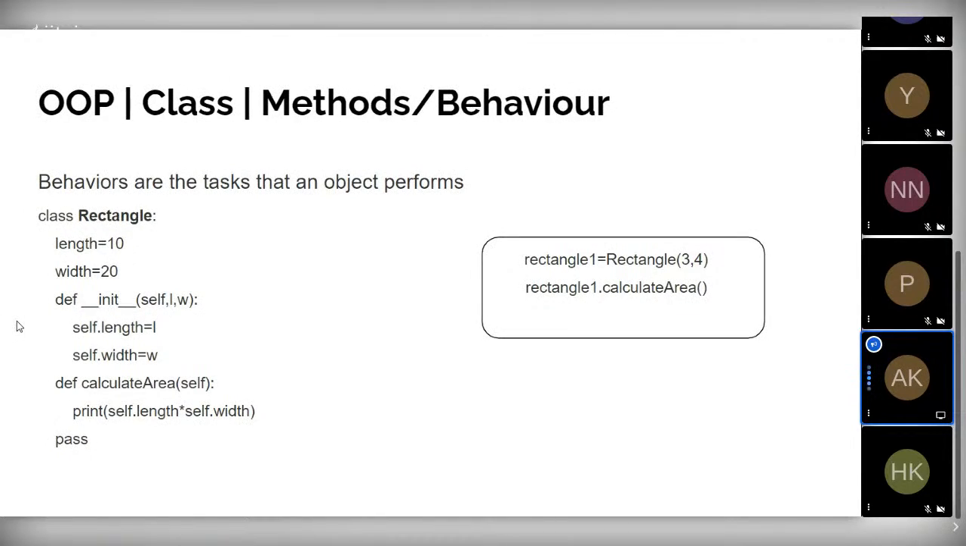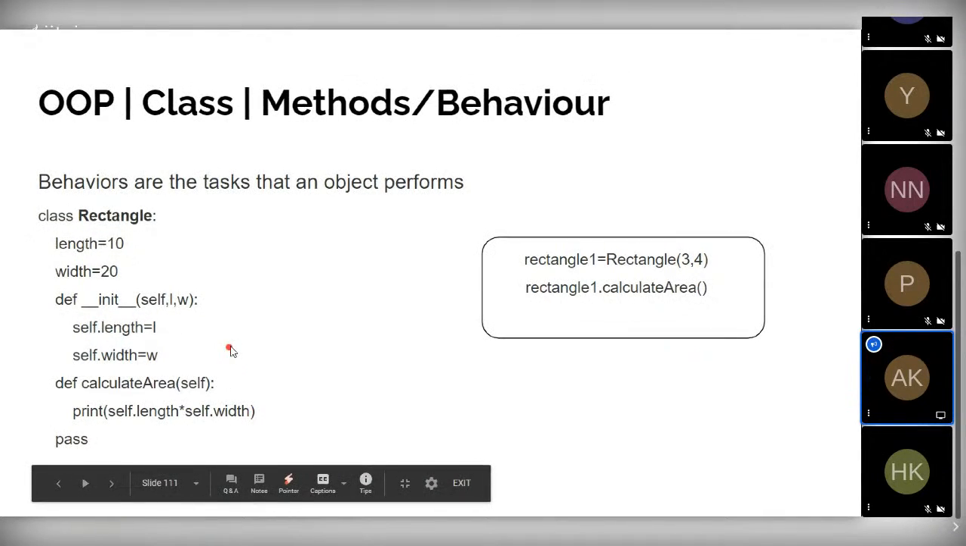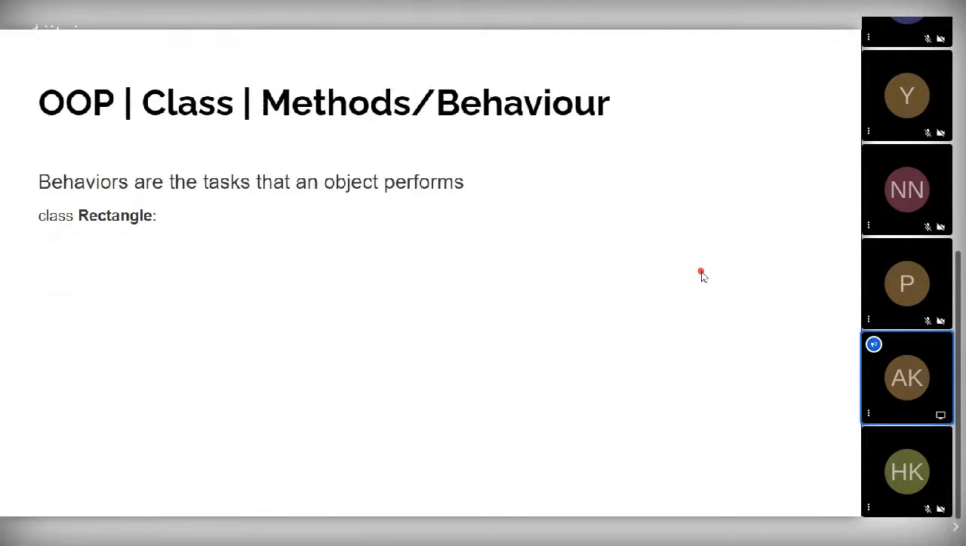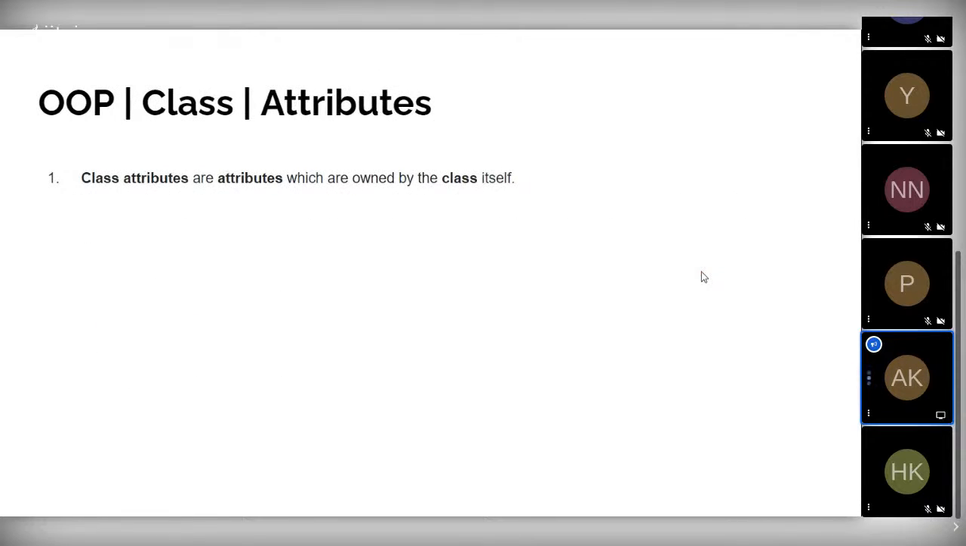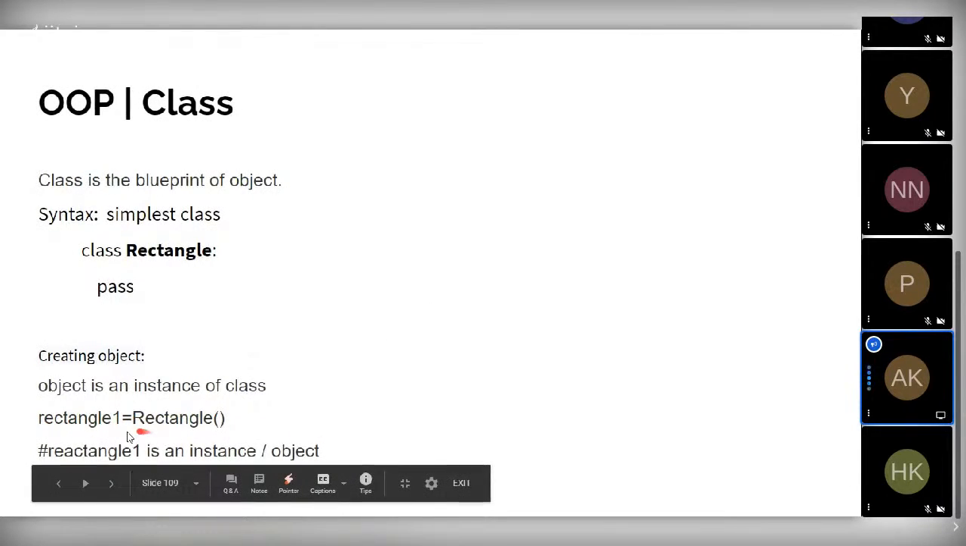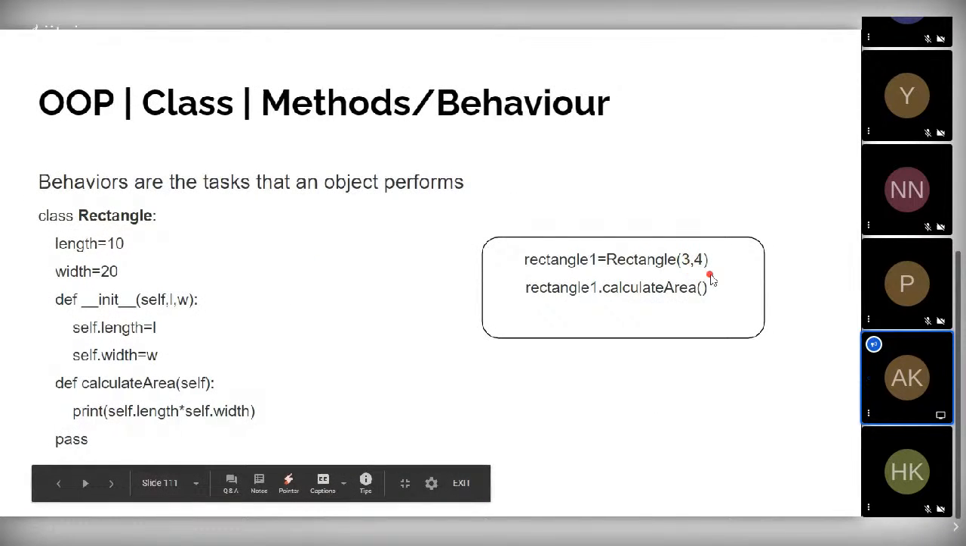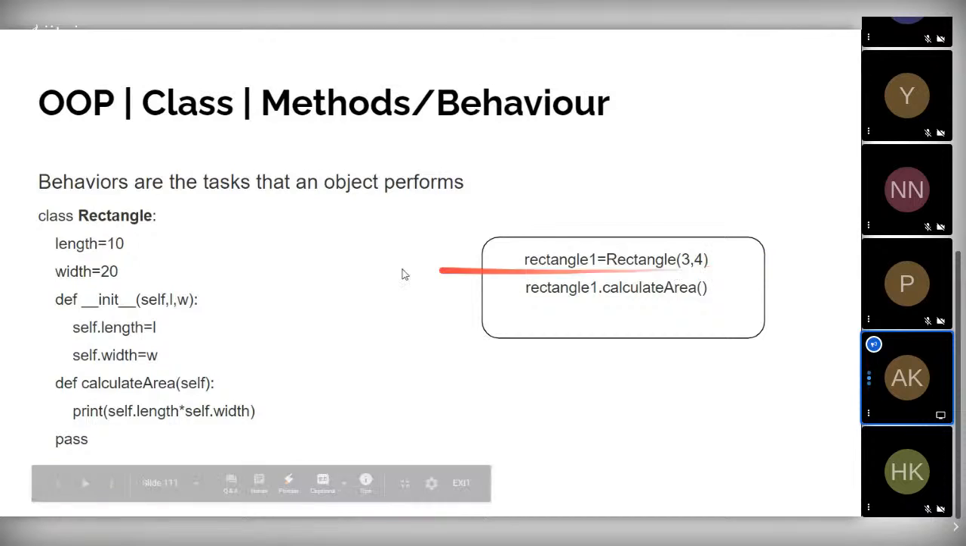Constructor is again a large topic, so assume that this is a constructor. We need to pass 3 4 here because the init function is telling that whenever you create the object of this class, you need to pass these two values. So you need to write rectangle 3 4. But in the previous case, we wrote simply rectangle 1 is equal to rectangle, meaning we didn't pass anything. In this case we need to pass 3 4. This change is because of this constructor.